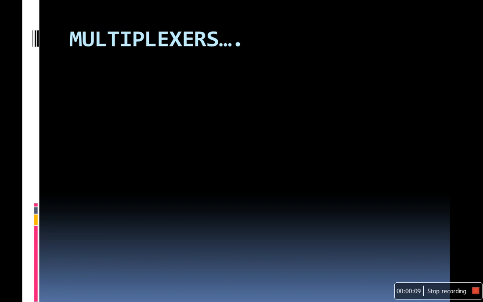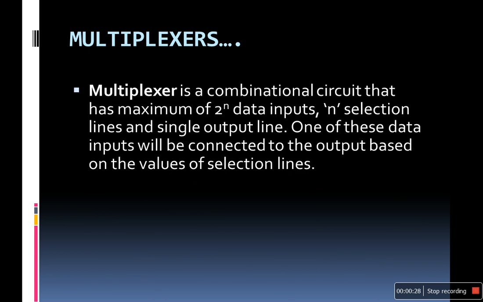So what is a multiplexer? The multiplexer is also called the many-to-one circuit, data selector, parallel to serial data converter, or universal logic circuit. The multiplexer is a combinational circuit which is used to select only one output line out of 2^n data inputs.